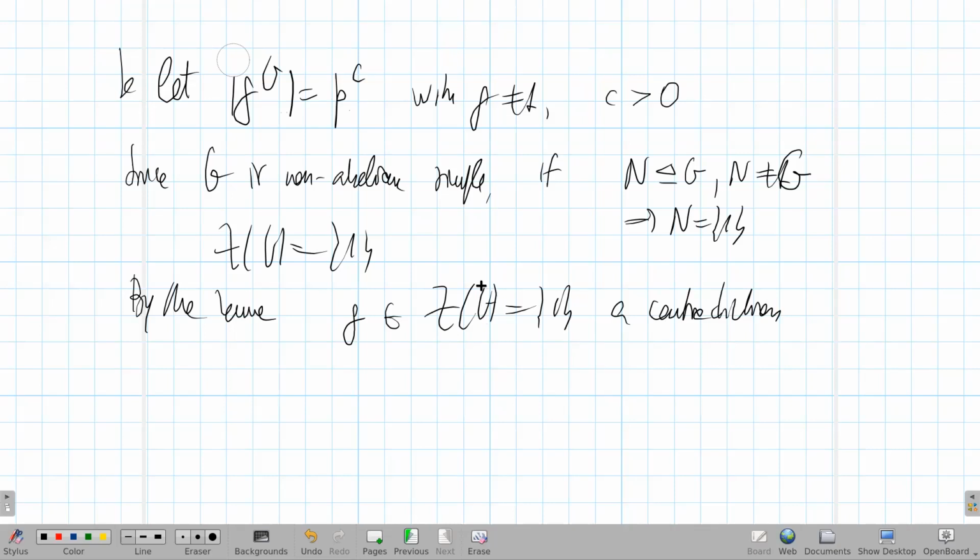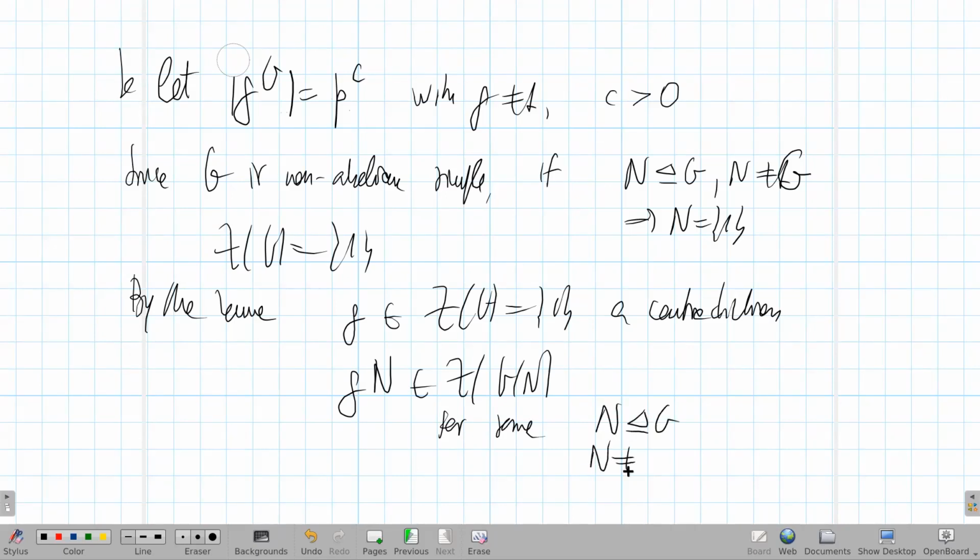Why is it so? Because the idea is that g N is in the center of G over N, for the lemma said for some normal subgroup N of G different from G, but the only such subgroup is 1. I mean, N is 1, and so we get this. g is in the center. And this contradiction proves Burnside's theorem, okay?